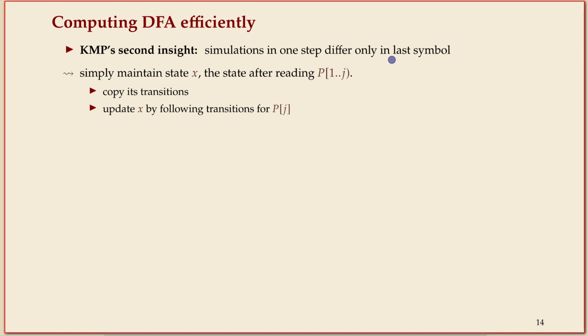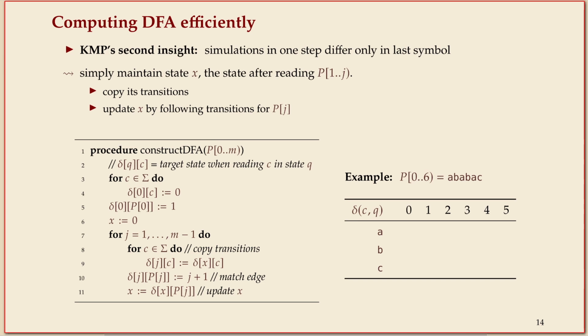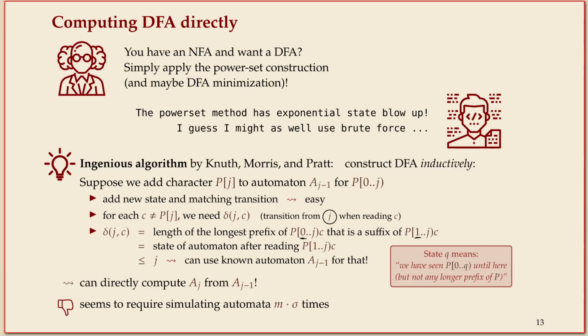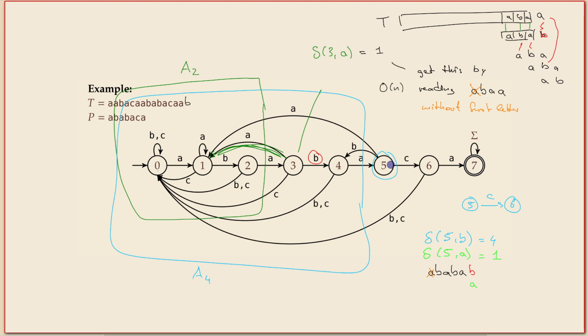That's the second insight of the people behind the names, Knuth, Morris, and Pratt. The simulations of this smaller automaton only differ in the last step. So why don't we remember where we've been? And you can push this one bit further with this algorithm by noticing, back to my example from last time, if you go from constructing the transitions for state 5 to constructing those for state 6, this blue automaton gets a little bigger. I add one more state.